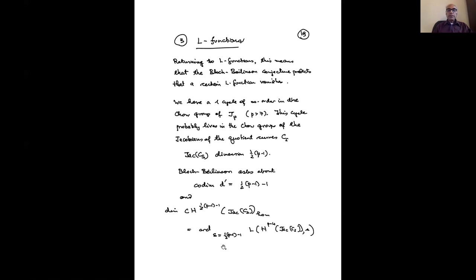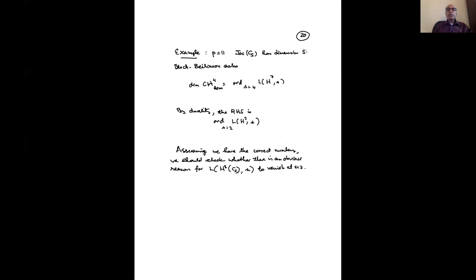So if I do some duality, it should probably translate into the, let's take a special case, p equals 11. The Jacobian here of C_S has dimension 5. 11 minus 1 is 10, over 2, 5. Bloch-Beilinson will say something about the H^7 L-function of that Jacobian at the point 4. It should be the dimension of codimension 4 cycles, which are homologically trivial.